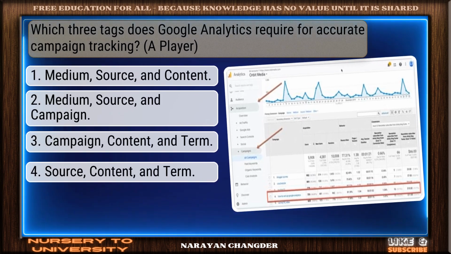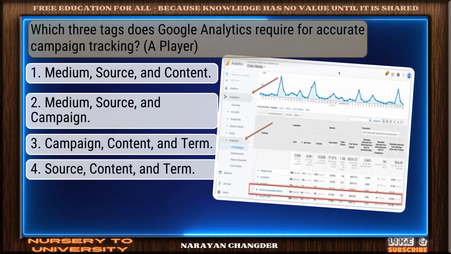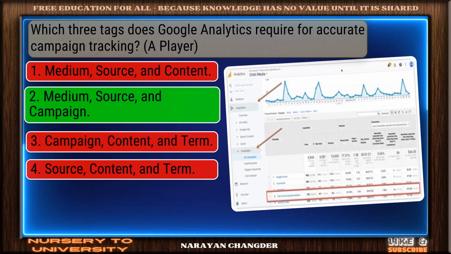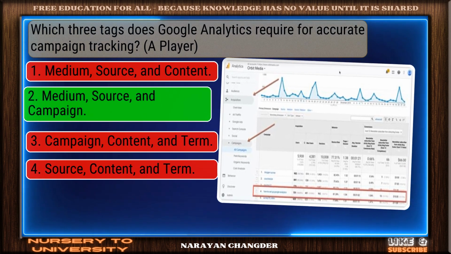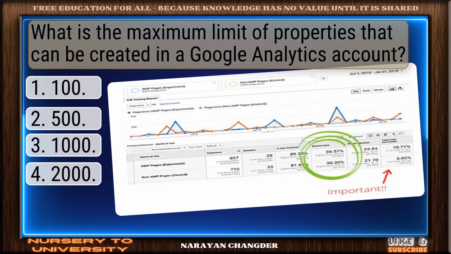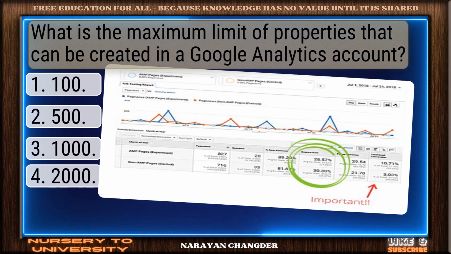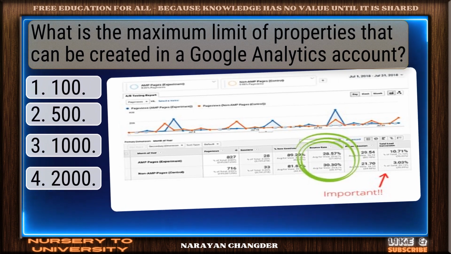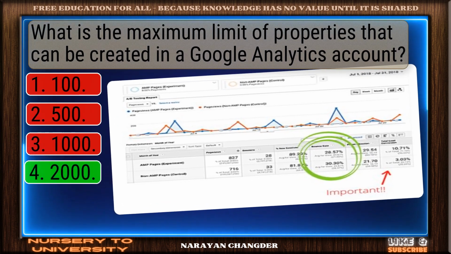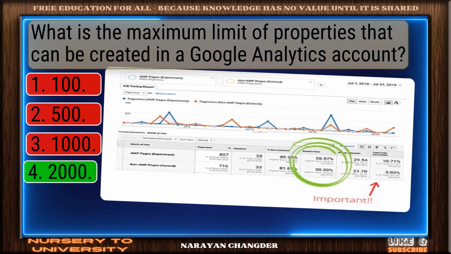Which 3 tags does Google Analytics require for accurate campaign tracking? Well done. Medium, source, and campaign is the right choice. What is the maximum limit of properties that can be created in a Google Analytics account? On track, 2000 is the correct answer.